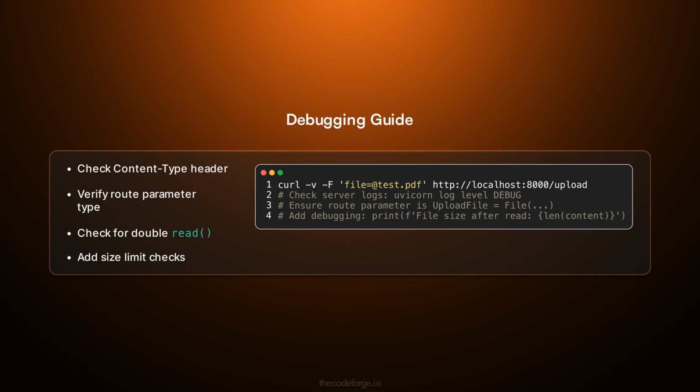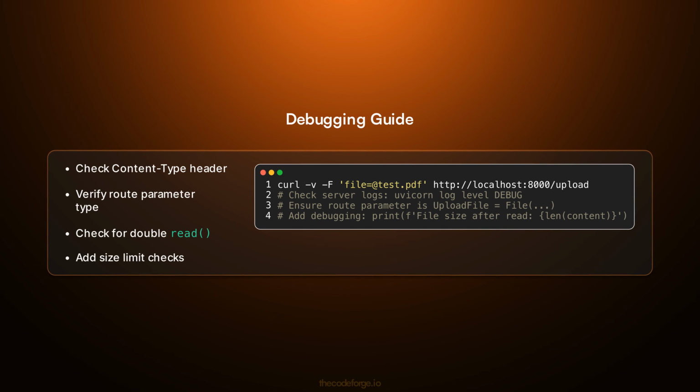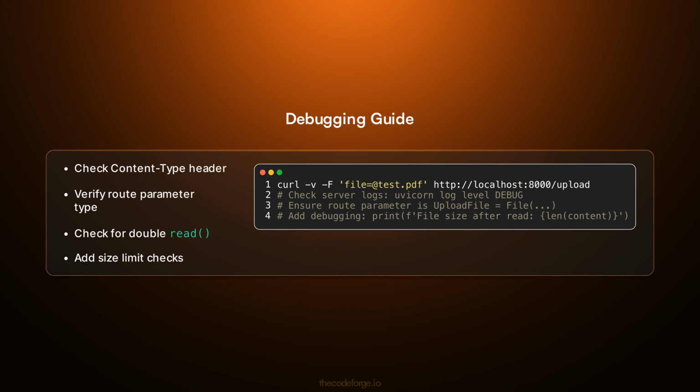Use curl to test the endpoint and verify the content type. Check server logs with debug level. Ensure the route parameter is declared as UploadFile = File. If you call file.read() before writing, you may have consumed the stream. Add print statements to debug.